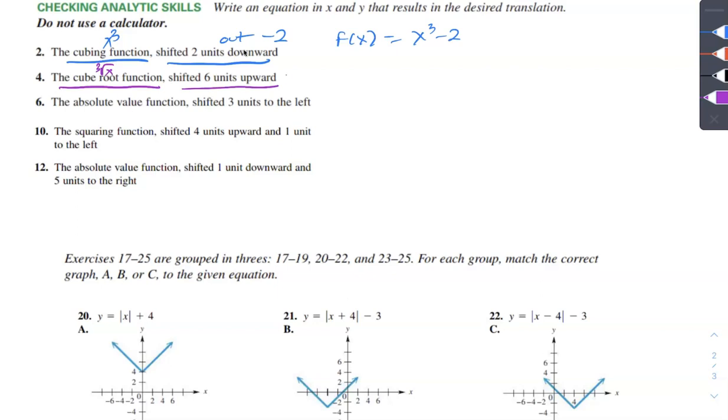units upward. So this one we're going to go plus 6 on the outside. So it'll be f of x equals cube root of x plus 6 on the outside. Remember, anything that moves up or down is on the outside.